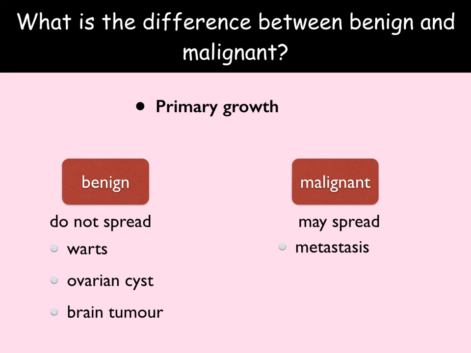Now, malignant tumors are far more dangerous. This is because they can spread throughout the body. They grow rapidly and they tend to spread to other regions of the body. When they spread, this is called metastasis.